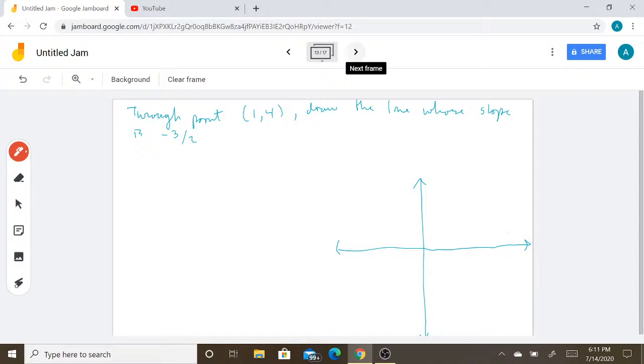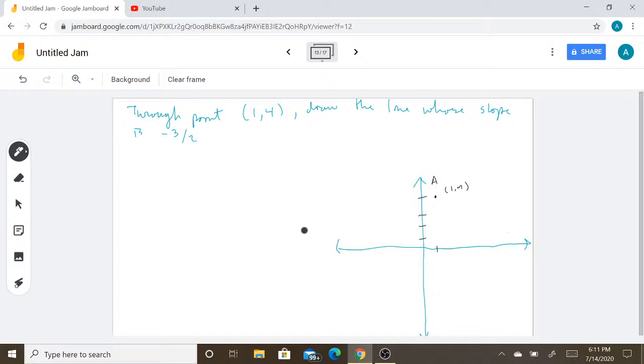Another problem we have asks us to draw the line whose slope is negative 3 over 2 through the point 1, 4. So first we're going to have to graph the point 1, 4. Right here we can call it A. This is the point we're given, and it tells us the slope. Draw the line whose slope is negative 3 over 2.